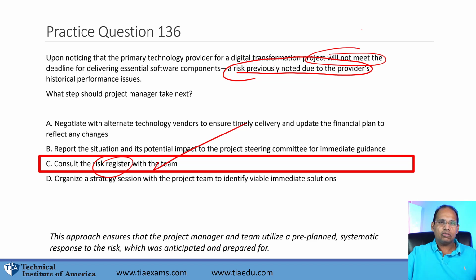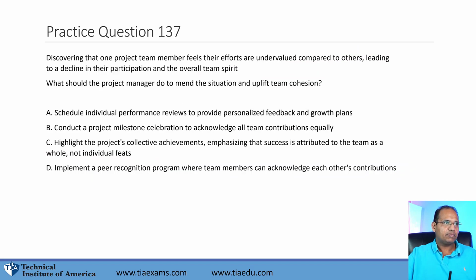Where do you find a solution to risk that has previously been documented? In the risk register, making that the best one. Report the situation, not to the steering committee. You don't take things to the steering committee, especially project problems that are under the control of the PM. The steering committee is more for choosing or approving a change. They may choose the direction of a project, but project issues, that's your thing to fix. Organize a session with the team. You don't need to do this yet. The reason is because you've already done it with the team. It should have been in your risk register.